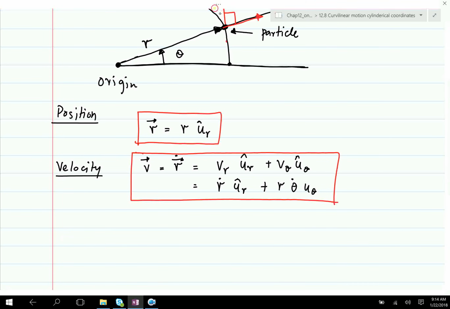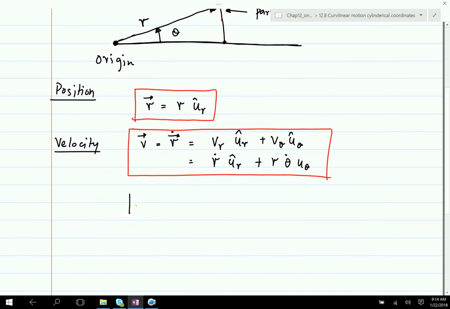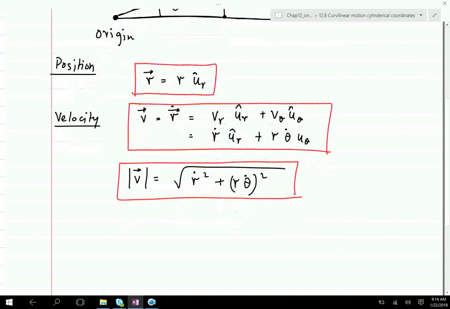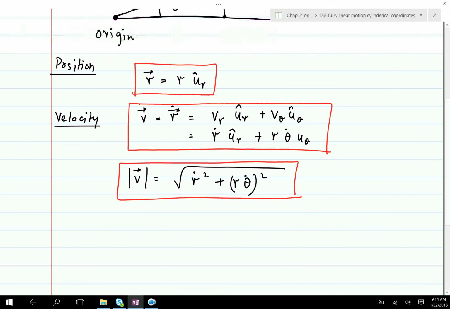We should also put the magnitude of velocity. Sometimes you're asked to find the magnitude of velocity. That's simply the square root of r dot squared plus r theta dot squared. So take the ur component, take the theta component, and then take the square and sum them up.